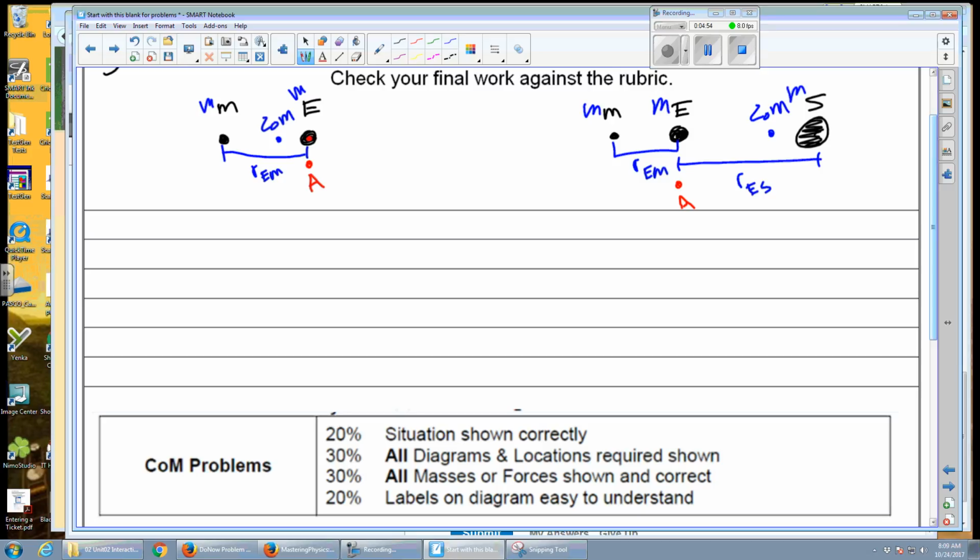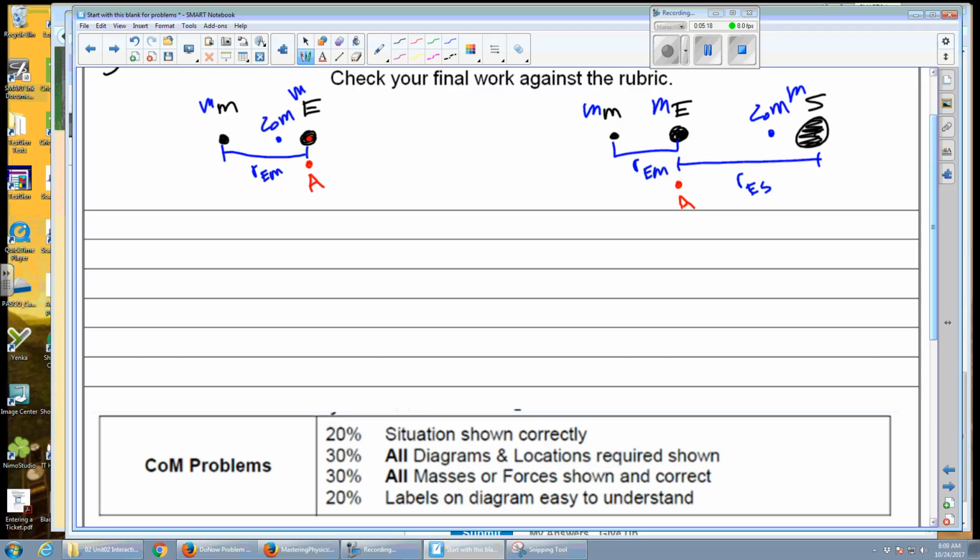What is what? Center of mass. Oh, I thought it was... No, are you making fun of my writing? I think you are. C-O-M. You're welcome. I thought the labels were easy to understand. I guess I got to sing myself a point for that.